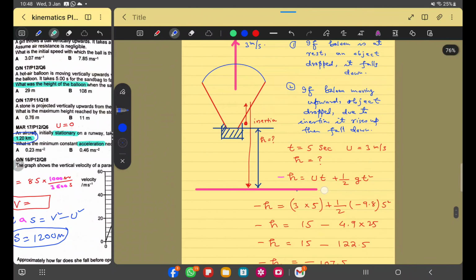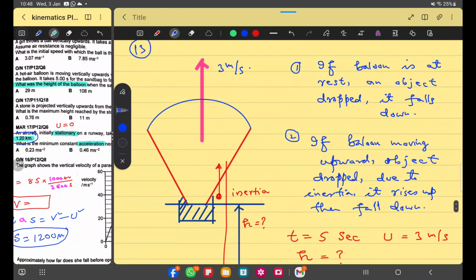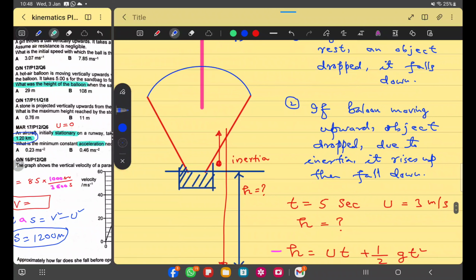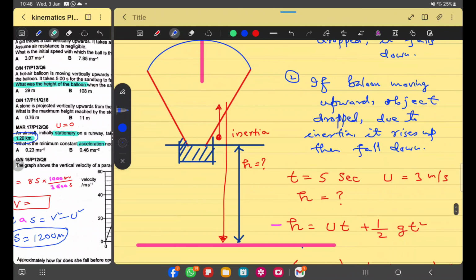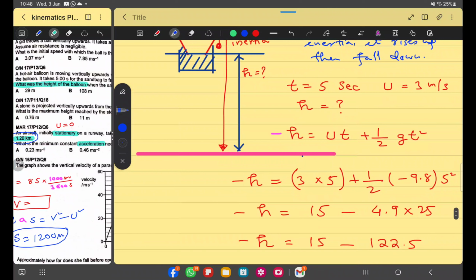In this question, if the balloon is at rest, then the dropped object moves downward. If the balloon is moving upward, when the object is dropped, then due to inertia, the sandbag first rises up, then falls down, and its total time is 5 seconds. Initial velocity is 3 meter per second. It is the speed of the balloon. Height I am taking negative, and if you do not take height negative, then obviously the height answer will be in minus. So you get the final answer in positive form. This question is very simple, in which if you do not write minus, then the final answer will itself be minus.